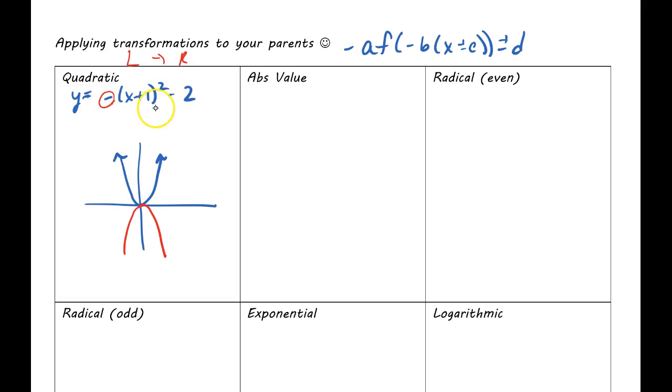So the next one will be my plus 1. Plus 1 is on the inside, so it's like this C. And when you're inside of parentheses, it does the opposite of what you think it's going to do. So a plus 1 actually means it's going to go left 1. This part right here would pick up the red graph and take it left 1 unit. And then the minus 2 on the outside would be like the D up here, which means up or down. A negative 2 does mean down. So for my last one, I'm going to go down 2. So 1, 2.